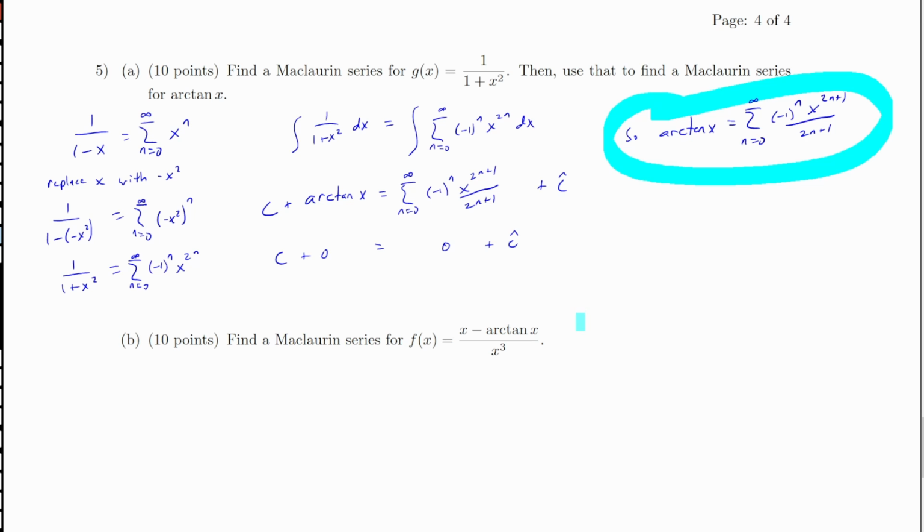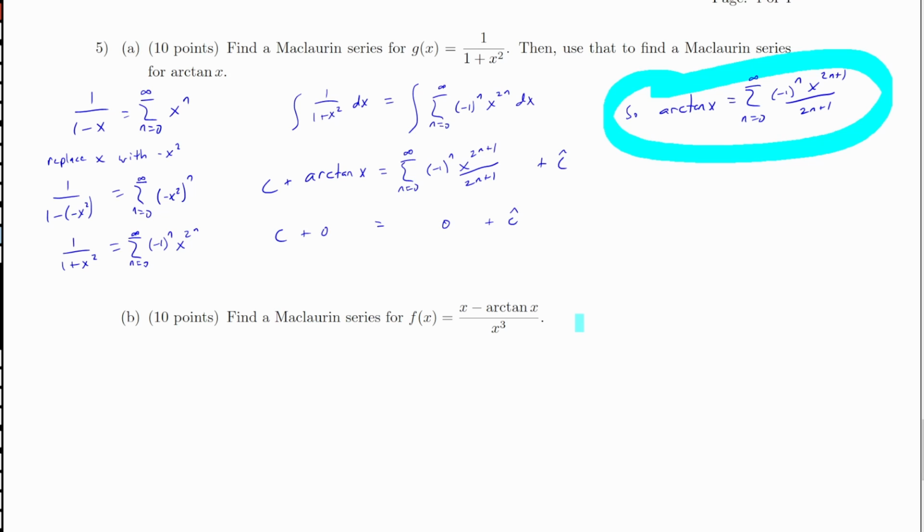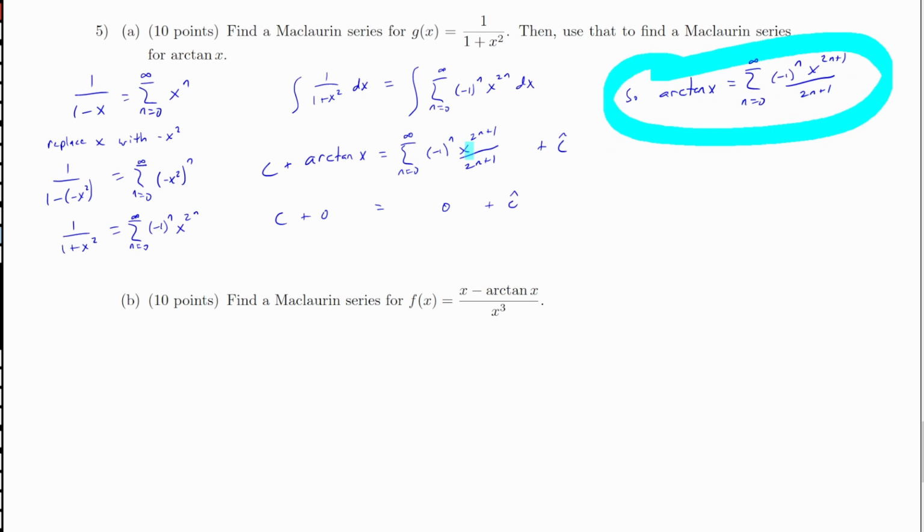Find a Maclaurin series for x minus arctangent x over x cubed. We have to be a little bit careful with this one. If I write out the first few terms of my arctangent series, when n is 0, I'm going to get a positive x to the 1 over 1. Then when n is 1, I'm going to get a negative x cubed over 3. And then when n is 2, I'm going to get a positive x to the 5th over 5. And then x to the 7th over 7, right, and so on.